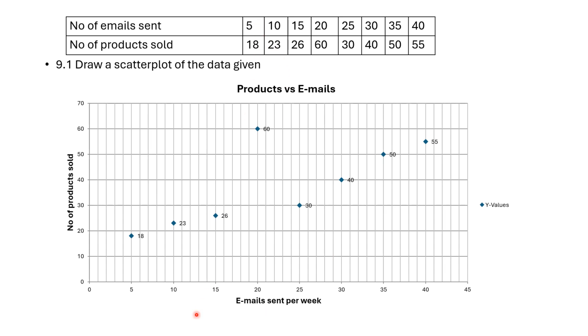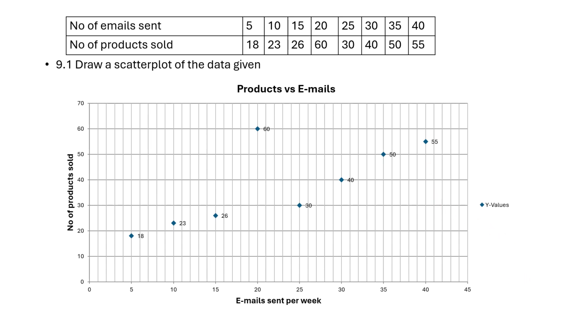I have 5 and 18, so here we have 5, I have 18, then I have 10 and 23, then I have 15 and 26, 20 and 60, so if you look at 20 and 60 it is way off. 25 and 30, 30 and 40, 35 and 50, and then 40 and 55. So in short, we're just plotting dots, and that is what a scatter plot would look like.